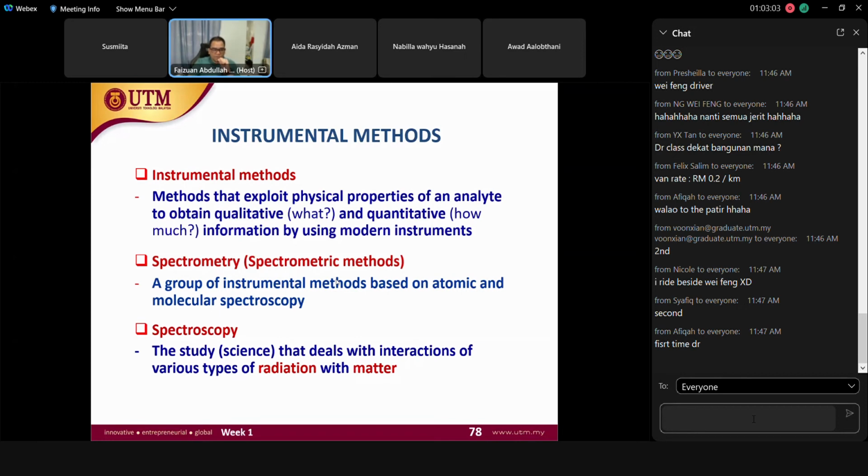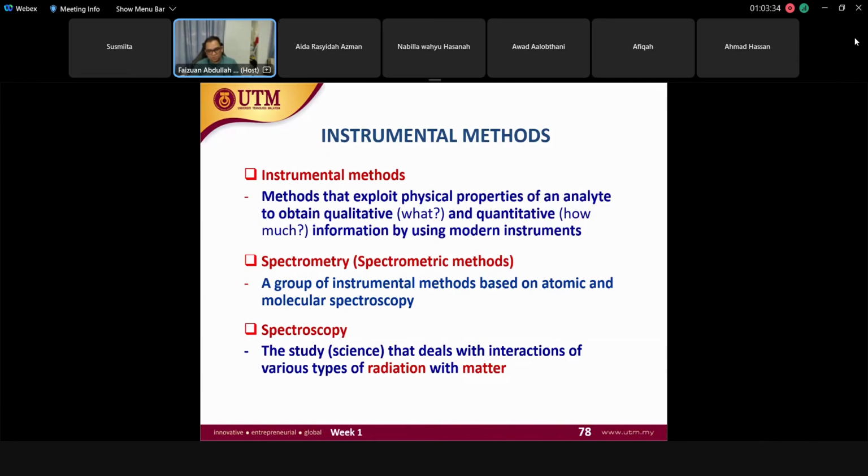What are instrumental methods? Methods that exploit the physical properties of an analyte to obtain the qualitative, what, and quantitative, how much, information by using modern instruments. Remember what qualitative and quantitative are. Qualitative comes from the word quality, and quantitative comes from the word quantity. So qualitative is basically what type of analyte it is, and quantitative is how much of the analyte there is.